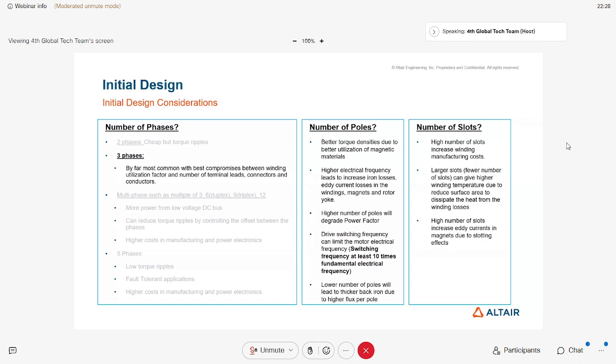So what about the number of poles? Here, especially for synchronous reluctance machine, if we put a lot of poles, for sure we will have a better torque density, but unfortunately we will increase the frequency, and we will increase the inductance then of this machine, and so we will degrade the power factor of this machine.